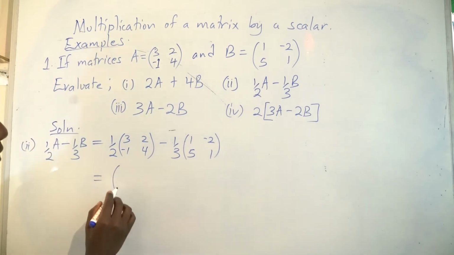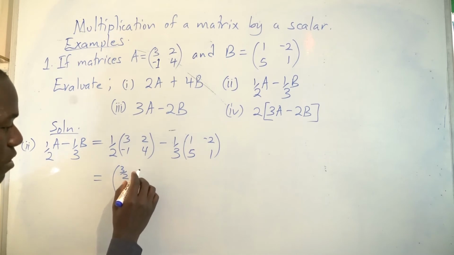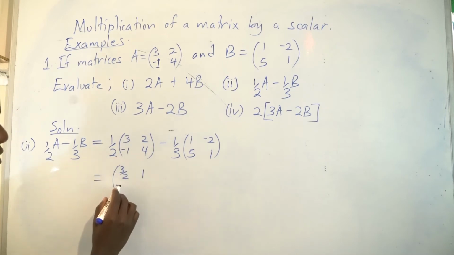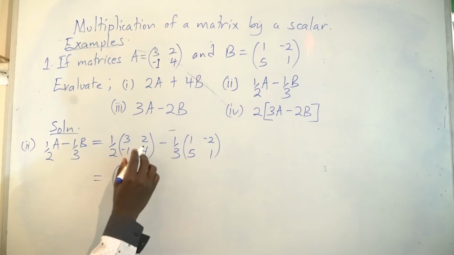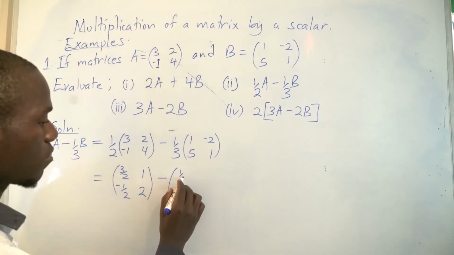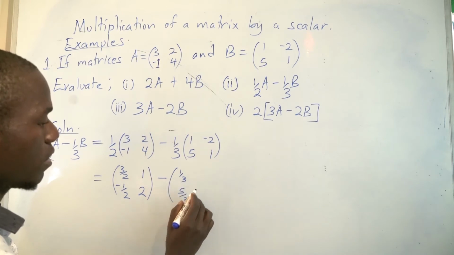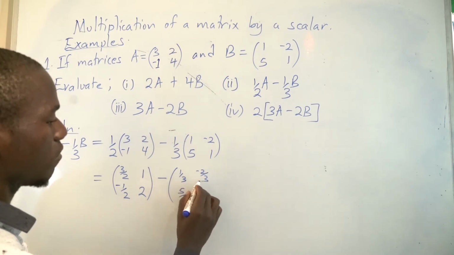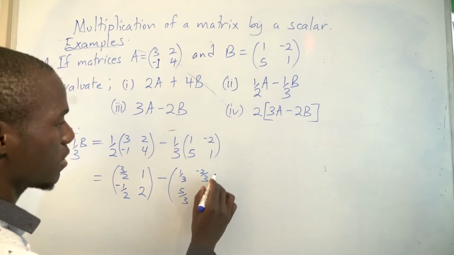So multiplying, that is going to be 3 all over 2. Multiplying, that is going to be a 1. Multiplying, that is going to be a negative half. Multiplying, that is going to be a 2. Minus, that is going to be a third, 5 all over 3. Then negative 2 all over 3. Then a third.